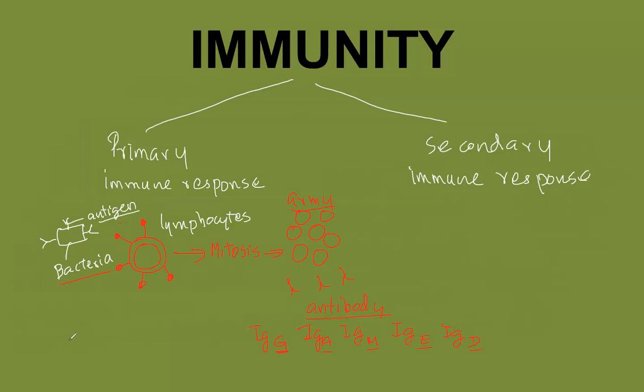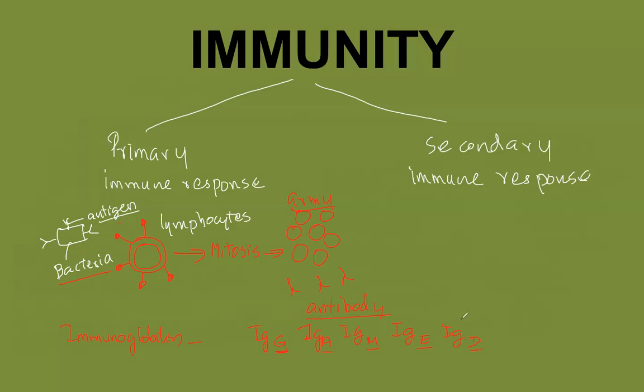What's the meaning of Ig? Immunoglobulin. Immunoglobulin is Ig. IgG, IgA, IgM, IgE and IgD are the five different types of antibodies.